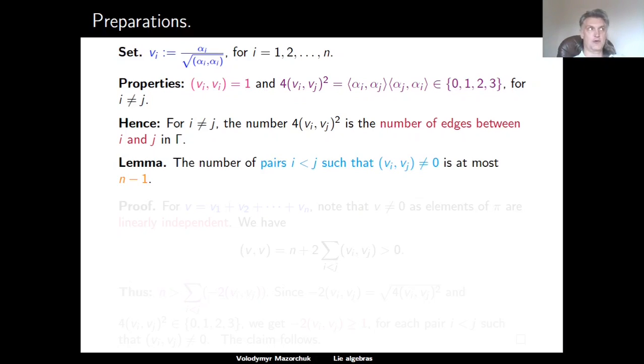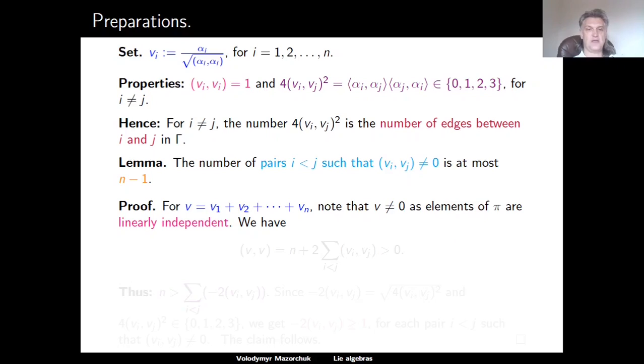Our first important observation is that the number of pairs i less than j, such that the scalar product of vi and vj is non-zero, is at most n minus 1. This means that there are at most n-1 pairs of vertices in our graph gamma, which are connected by some kind of edge. The edge can be double, triple, and so on. Proof. Consider the element v1 plus v2 plus and so on plus vn. So this is a linear combination of the elements of our basis with non-zero coefficients. In particular, it is non-zero.